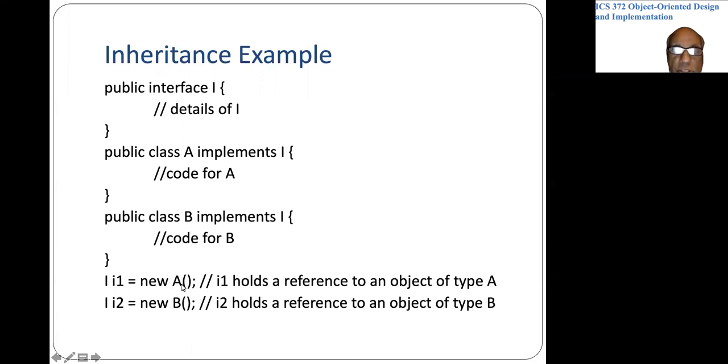You can create an A object and then store it as an I object. You can create a B object and store it as an I object. Because A inherits the type I, B inherits the type I. And notice that whenever you implement an interface, you have to write the word implements. You don't write extends. And you can actually have an interface extend an interface or multiple interfaces. So you can have an interface extending any number of interfaces, but a class can extend only one other class.